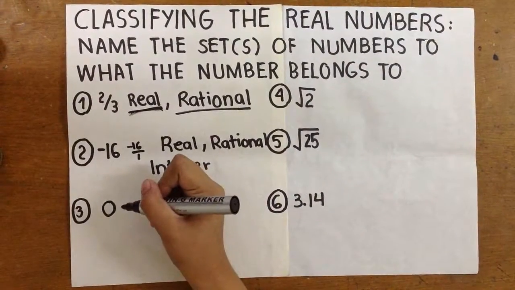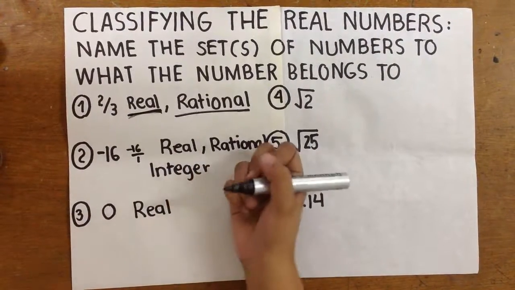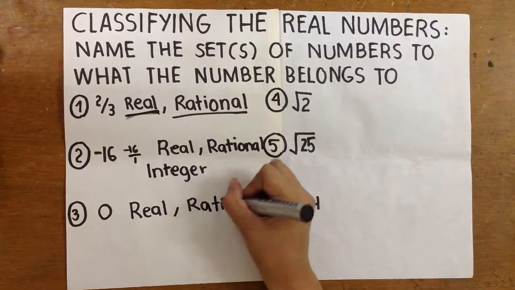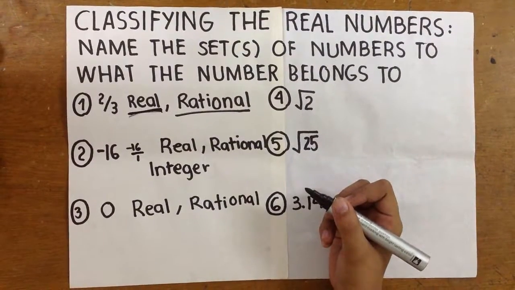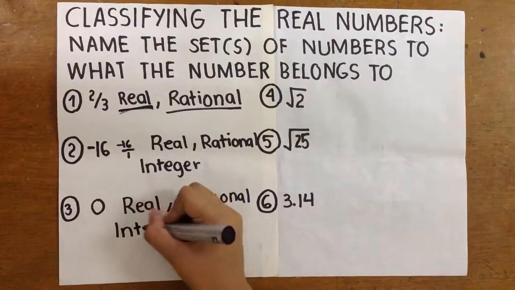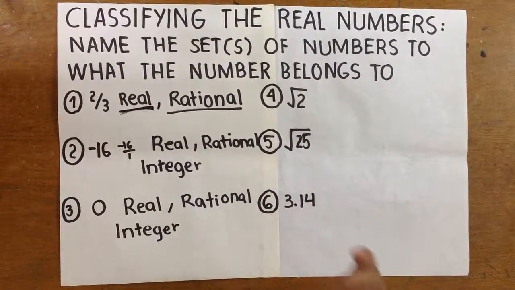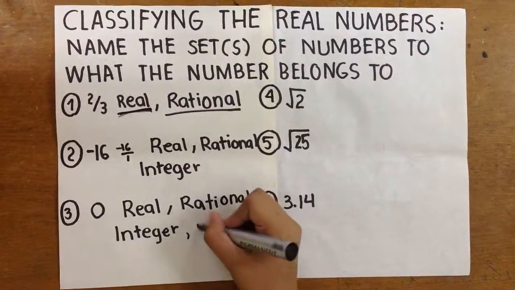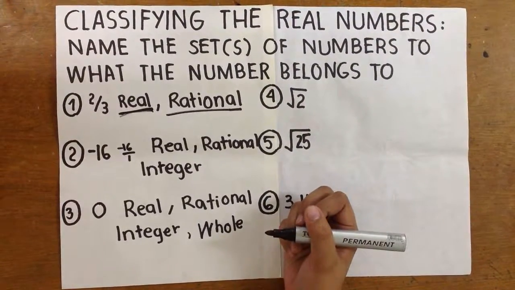Looking at number 3, 0. 0 is real, of course. It is also rational. It is an integer also because it is a number, its opposite, including 0. We also know that it's part of the whole numbers because it is in the counting numbers, including 0. And yes, it cannot be natural.